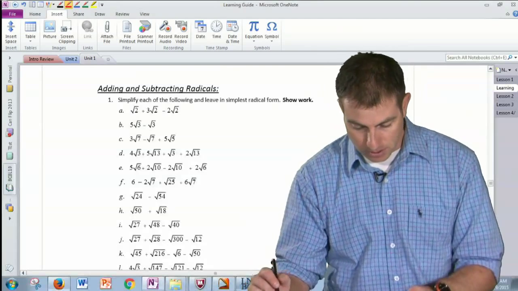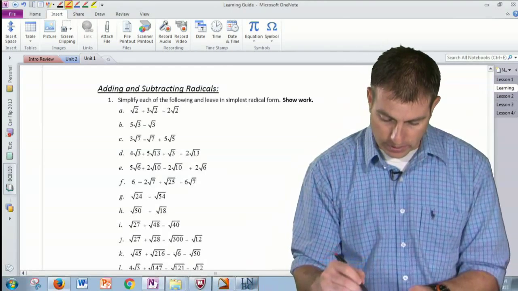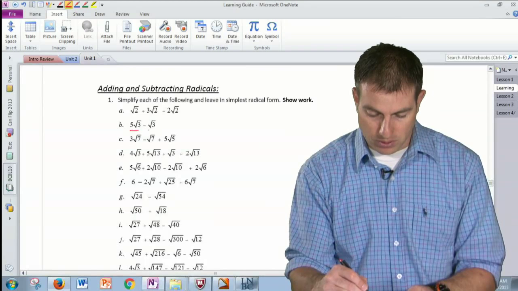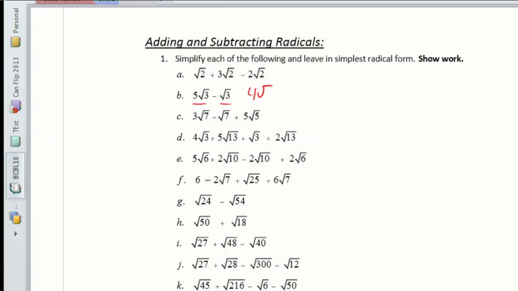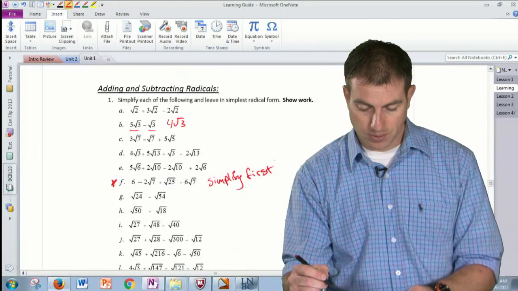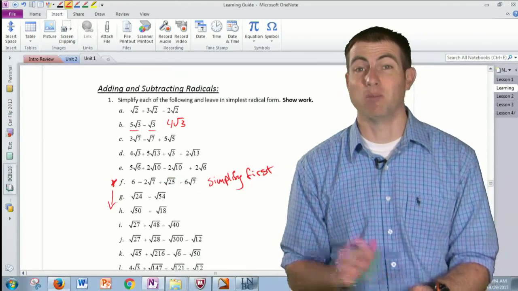So let's maybe pick a different one, like this guy here. Here, we have 5 root 3's and then we're taking away 1, so we're going to end up with 4 root 3. I'm going to put a little star next to F, and I'm going to write a little note here: simplify first. So it's important that we simplify these things before we combine them. And then I think everything after F, it'll become important that you simplify first.